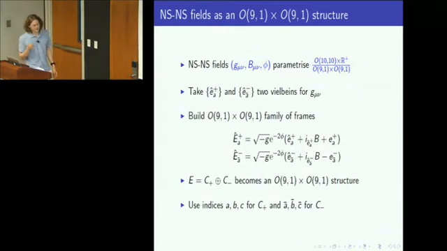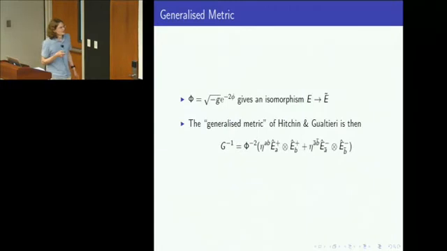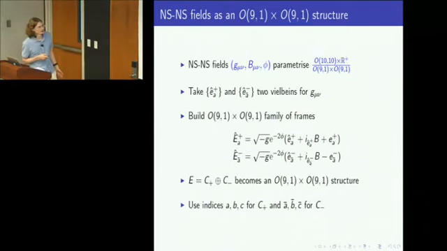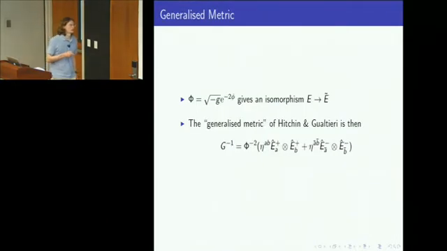Okay, so this density appeared in the construction of this frame as this prefactor. And roughly all it's doing is making an isomorphism between E and E tilde. And using this, we can write the generalized metric of Hitchin and Gualtieri in terms of the frame in just the same way you'd write the metric in terms of a Vielbein usually, except that we have more things involved.